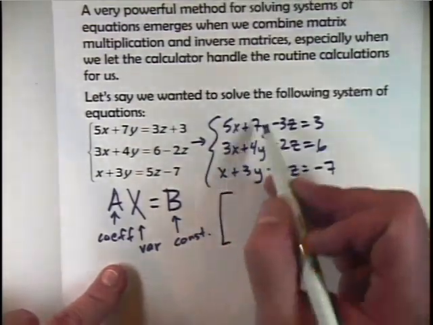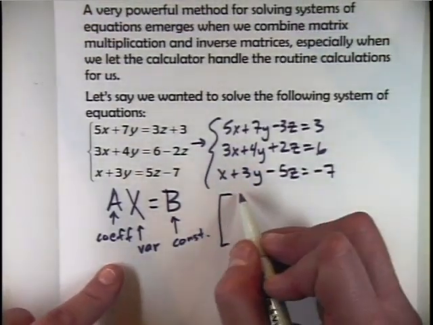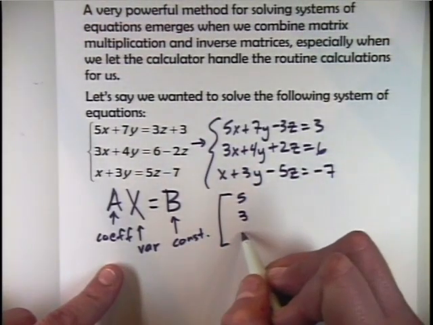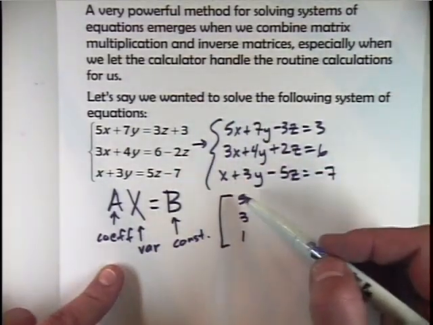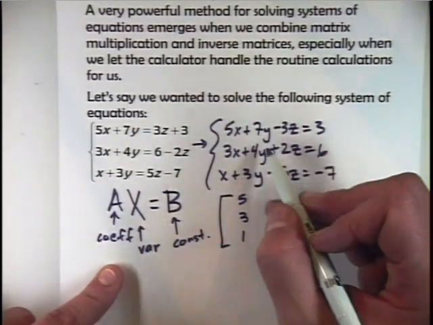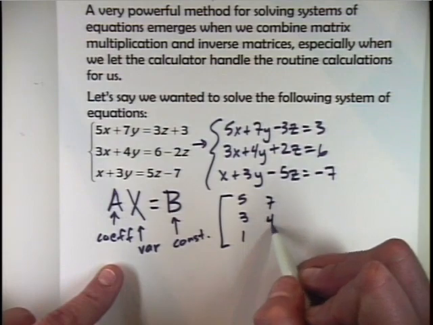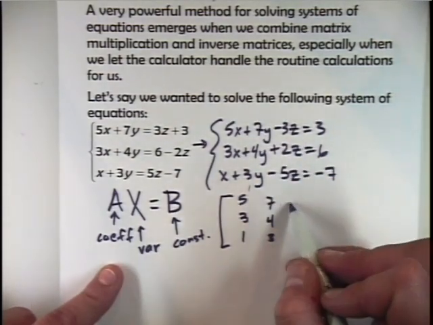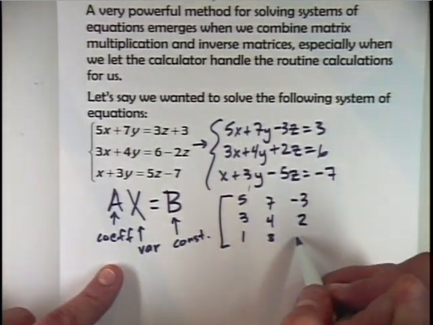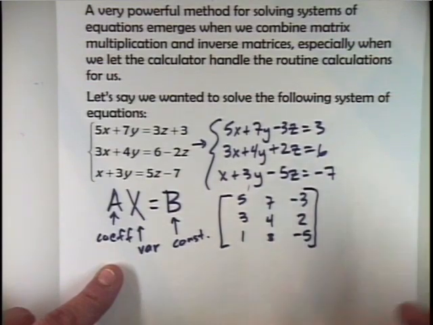So the way I have it written, x's, y's, and z's. So it's going to be a 5, 3, 1. The first column is my x coefficients. And then I'm going to have a 7, 4, 3. Those are the coefficients of y. And then I'm going to have a negative 3, 2, negative 5. Those are the coefficients of z.